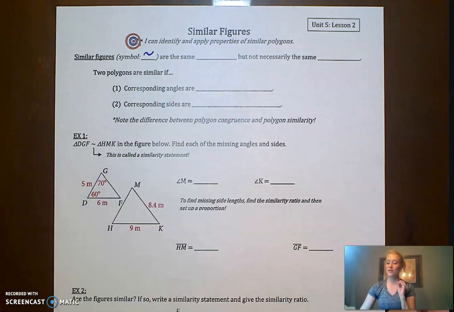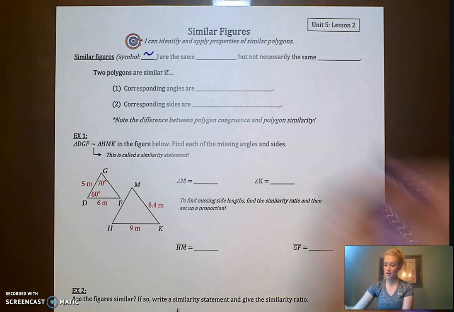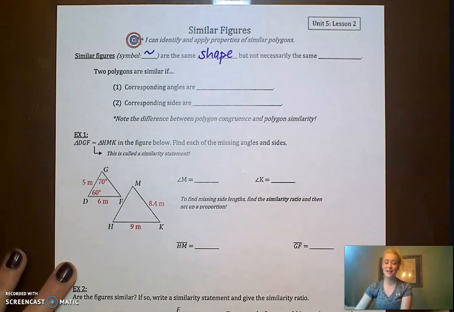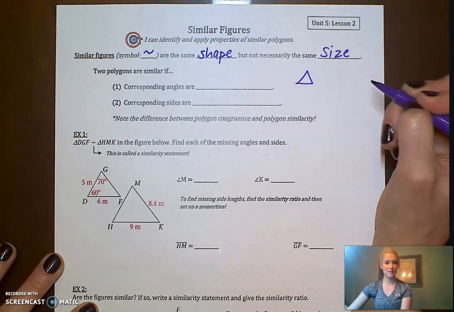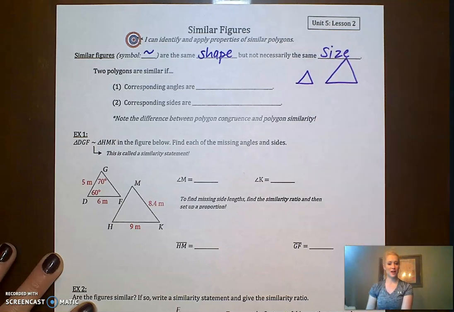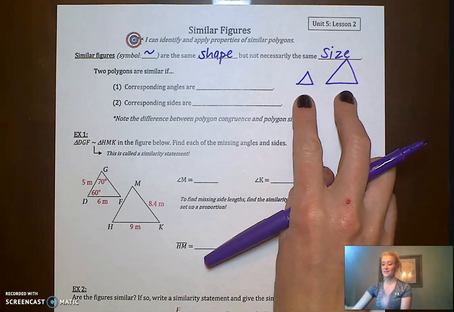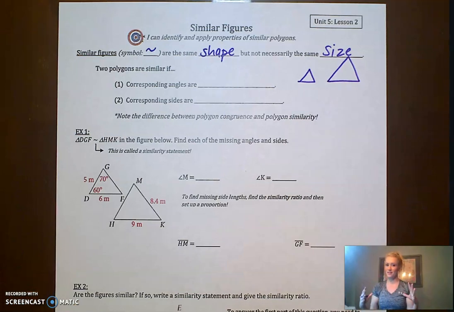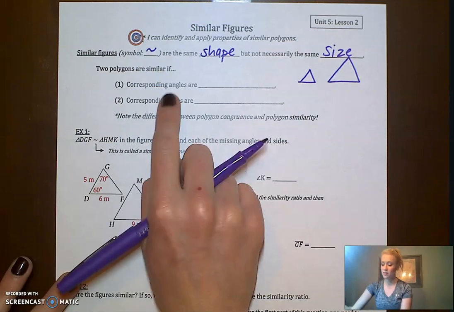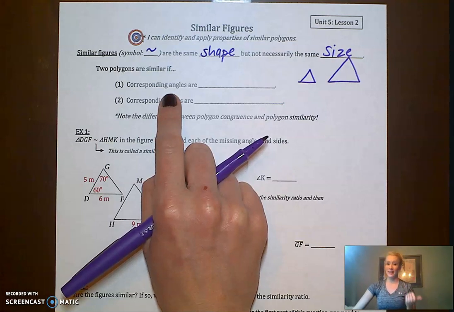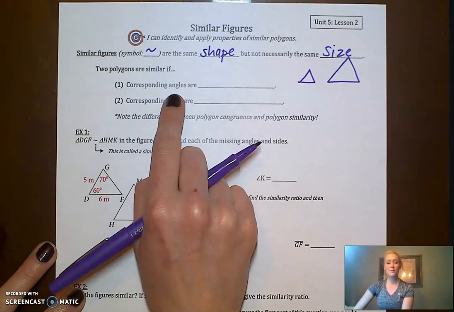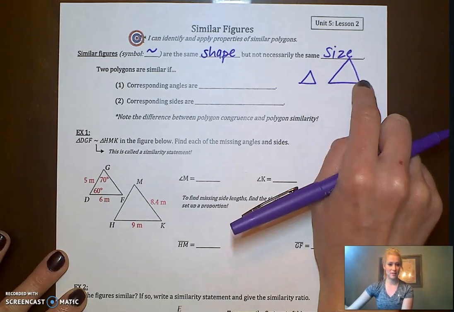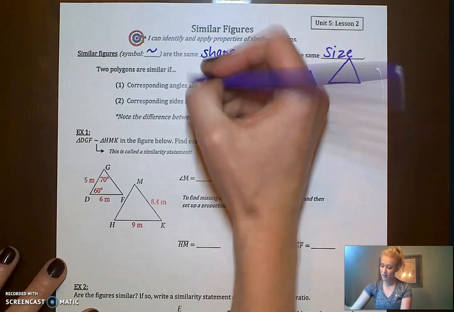Now, if two figures are similar, they have the same shape, but they are not necessarily the same size. So you'll have like a little triangle, a big triangle. Okay, they're the same shape of triangle, but different sizes. Now there are two qualities to similar figures in particular. We'll compare this to what we did last unit with congruent figures, where we're talking about the sides and the angles of the two shapes. Corresponding angles, or angles that go together in the two shapes, are congruent.